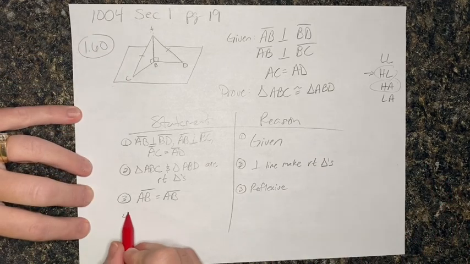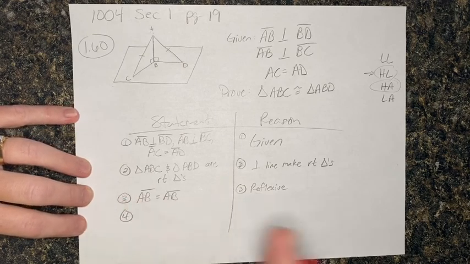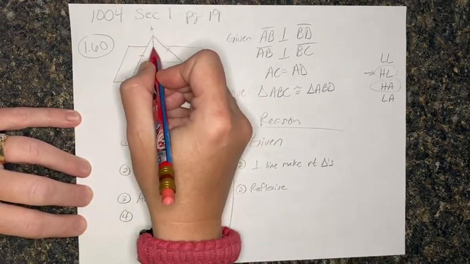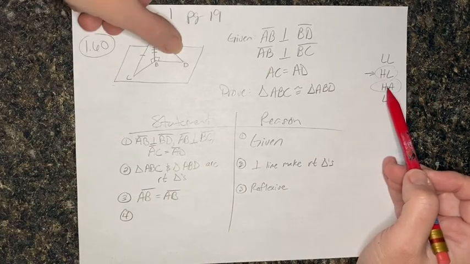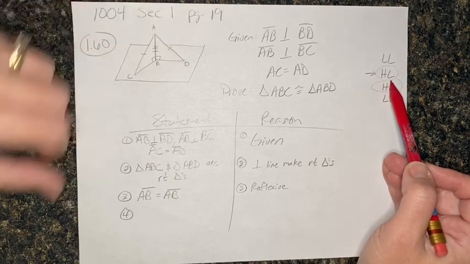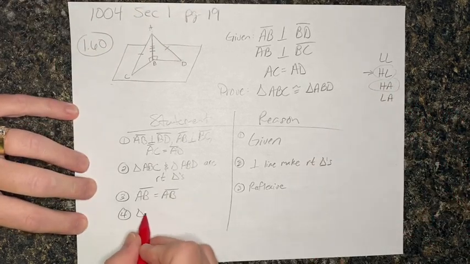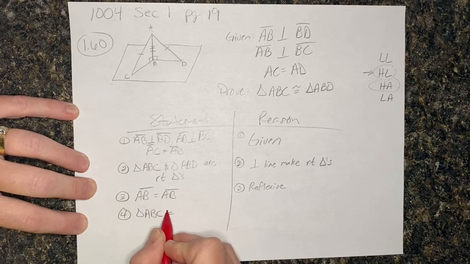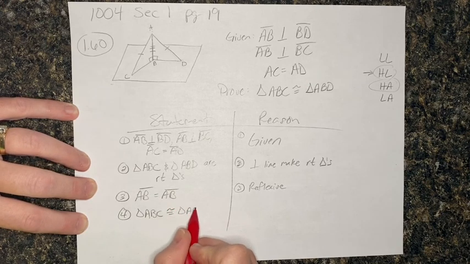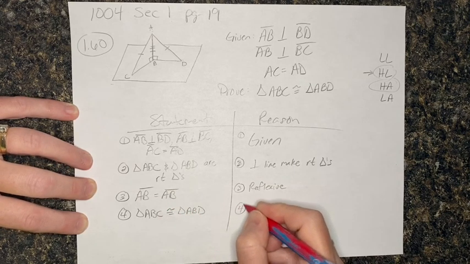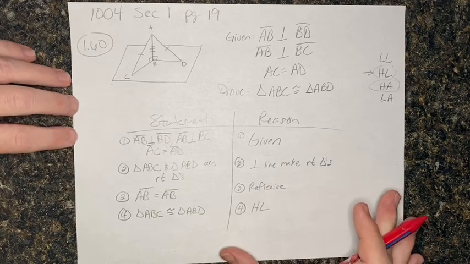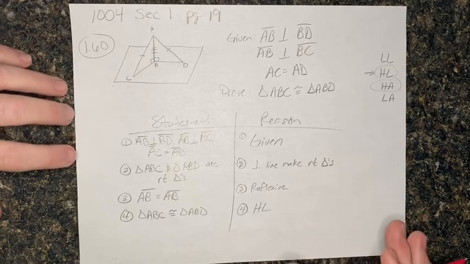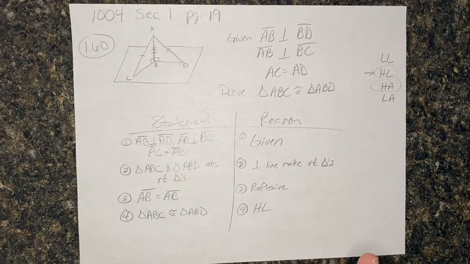Then step 4, we could do this in 4 steps, and we absolutely can, because now we have a reflexive side. And what do we have? We have the hypotenuses are equal and one of the legs are equal. So we can say triangle ABC is congruent to triangle ABD because of hypotenuse leg. Okay? And that's proof 60. I want to do proof 62 before we finish this video.